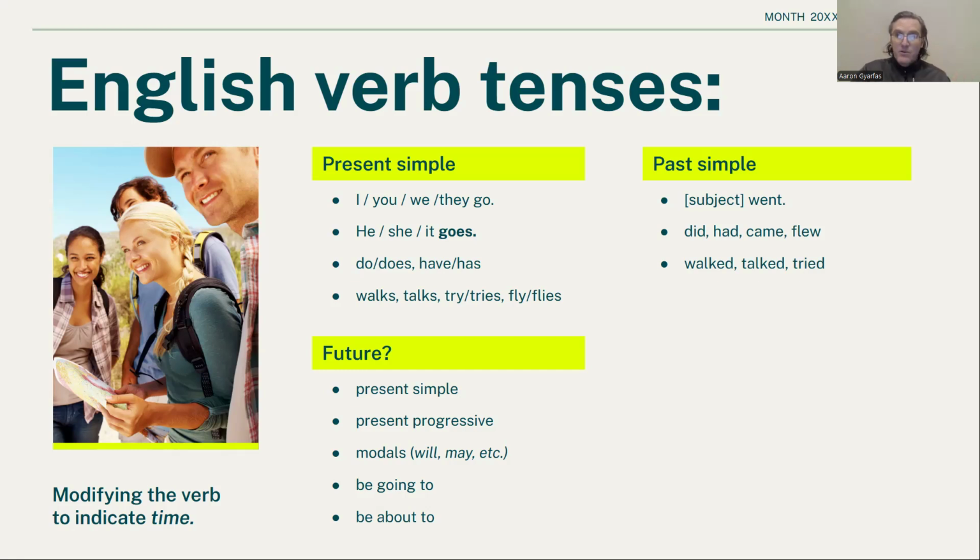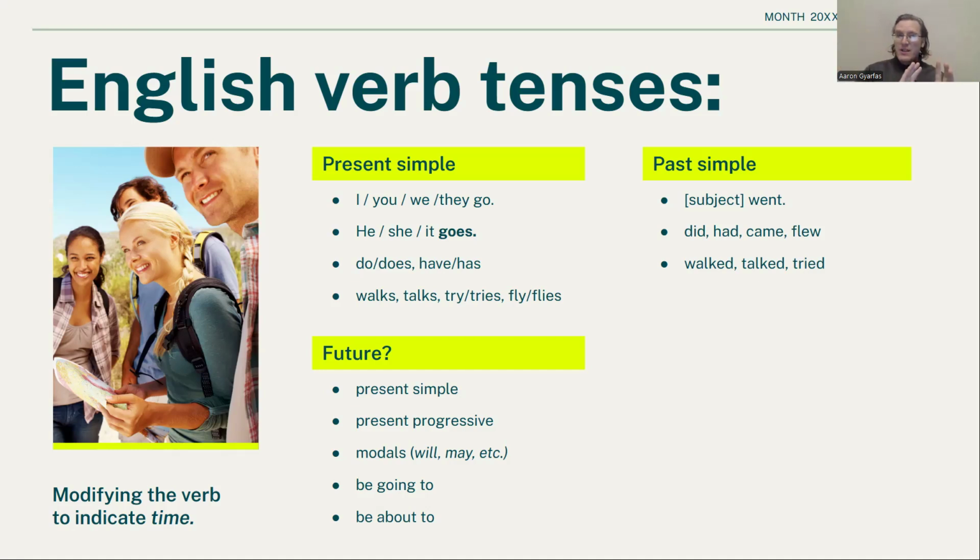In past simple, for any subject, first person, second, or third, we use the same form of the verb. For go, it's irregular, it becomes went. Do becomes did, have becomes had, come, came, fly, flew. And then for most verbs in English, we have the ed ending where walk becomes walked, talk, talked, try, tried. So we add a D or an ED at the end of the verb.